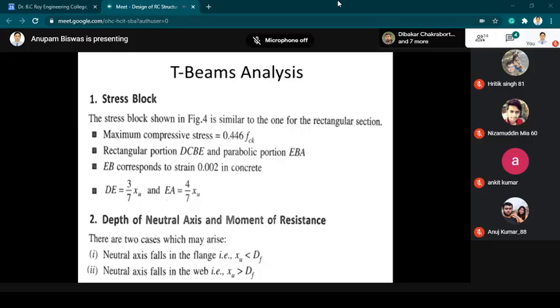Next case we will consider when this neutral axis falls below the flange, meaning it falls on the web section, that is, the value of xu is more than df. For these two conditions we will see how this moment of resistance changes, and how we have to calculate it.